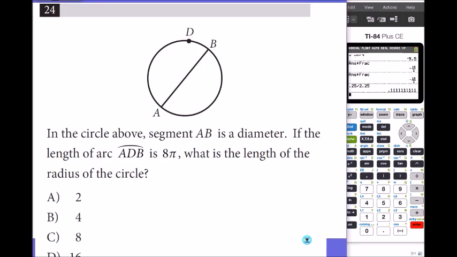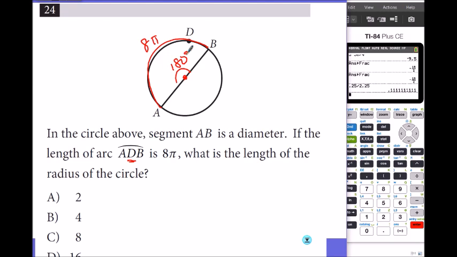24. In the circle above, segment AB is the diameter. Okay. If the length of arc ADB, so it goes around D, because D is in the middle, is 8 pi. So that's half of the circle because this is a diameter. That means this is 180. So the question is, what is the length of the radius of the circle?